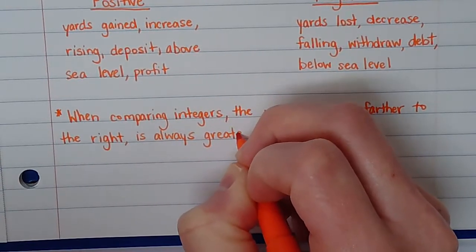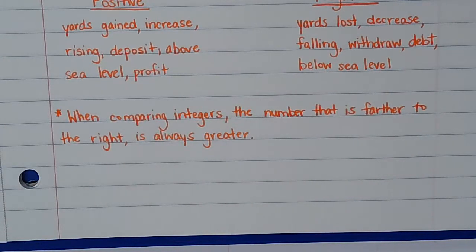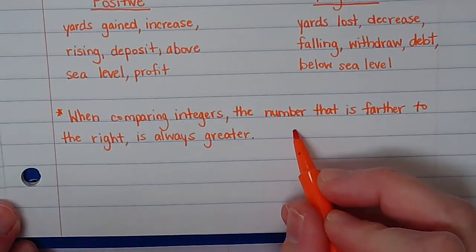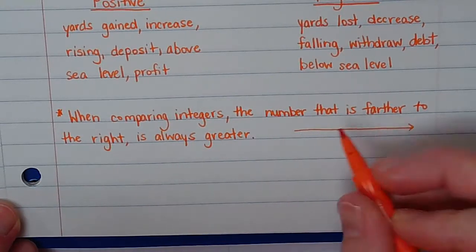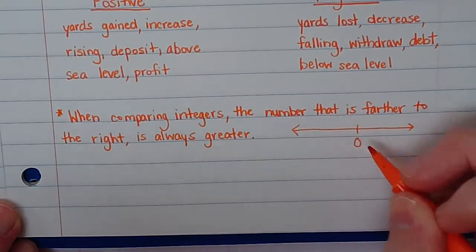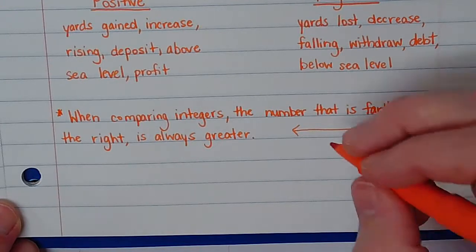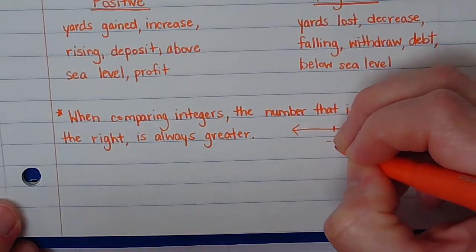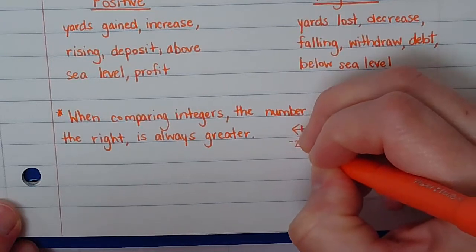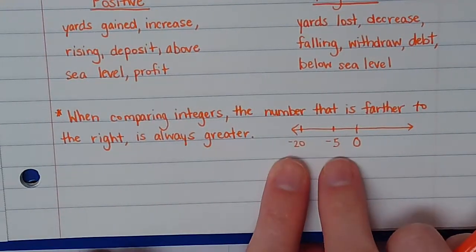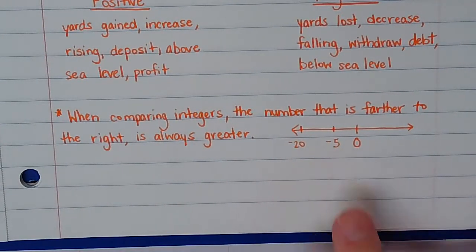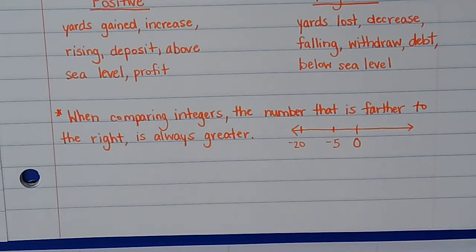Okay, so we're talking about a number line. So when you have a number line, whichever number is farther to the right is going to be bigger. Okay, so for example, I have this number line right here. Okay, here's 0. If they ask me to plot the points -5 and -20, okay, well, which one of those is on the right? -5 is on the right, so that means -5 has to be bigger. Whichever one is on the right is going to be the bigger number.